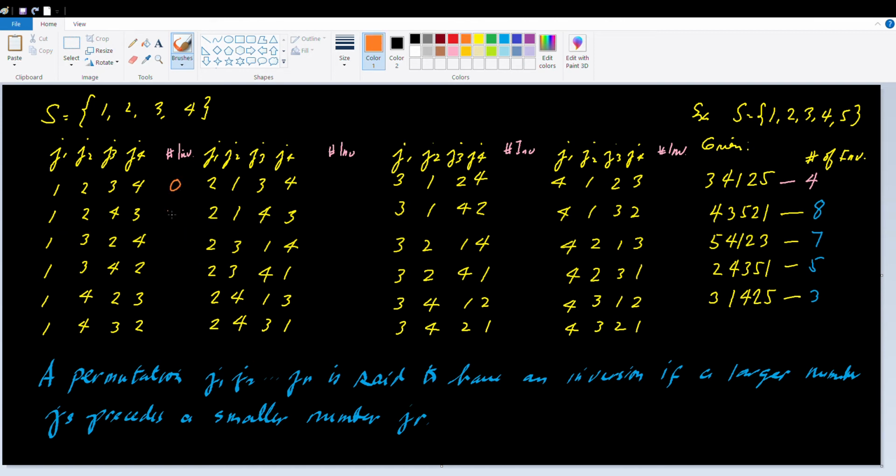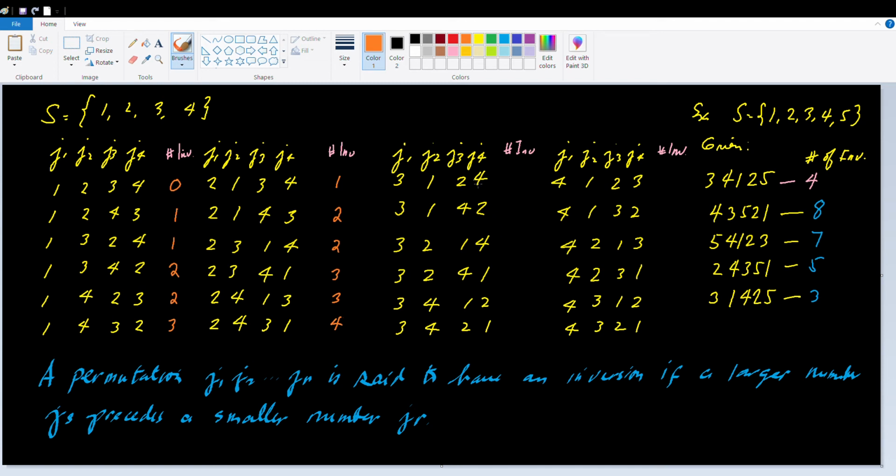For 1, 2, 4, 3, that will be 1. 1, 3, 2, 4, that's another 1. 1, 3, 4, 2, that will be 2. 1, 4, 2, 3, that will be 2. 1, 4, 3, 2, that will be 3. 2, 1, 3, 4, that will be 1. 2, 1, 4, 3, that will be 2. 2, 3, 1, 4, that's another 2. 2, 3, 4, 1, that will be 3. 2, 4, 1, 3, that will be 3. 2, 4, 3, 1, that will be 4.